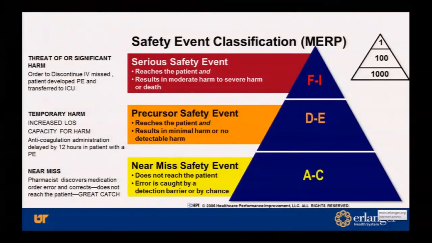And this just breaks it down in a little different way. Basically, these are the most frequent errors, and they're called near misses. They never reach the patient. And then you look at those that actually do reach the patient or cause significant harm.